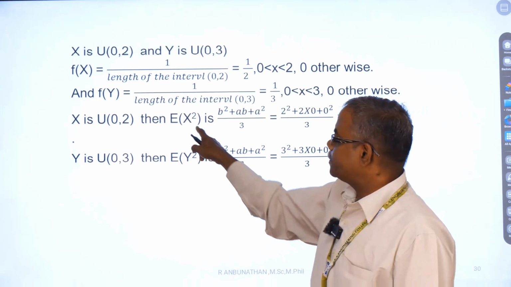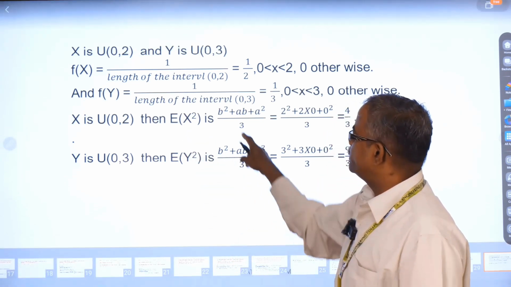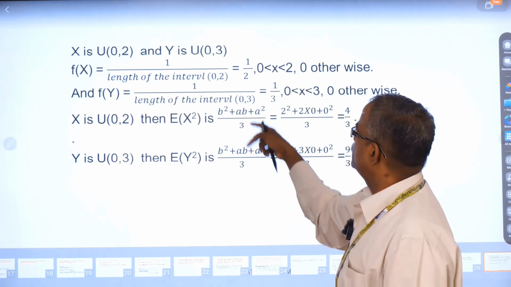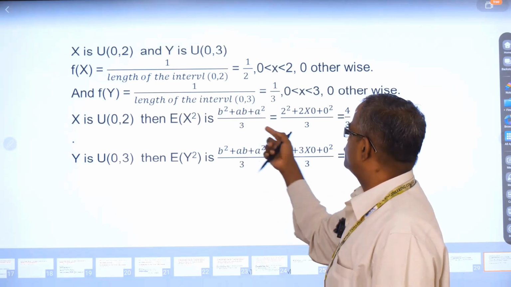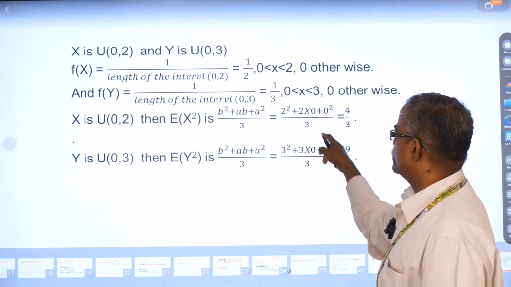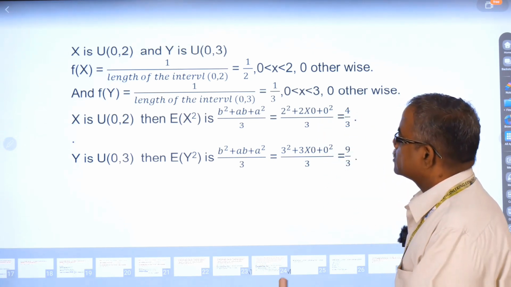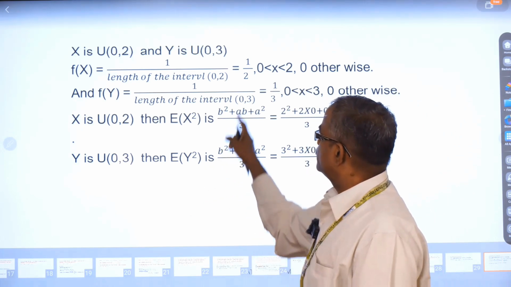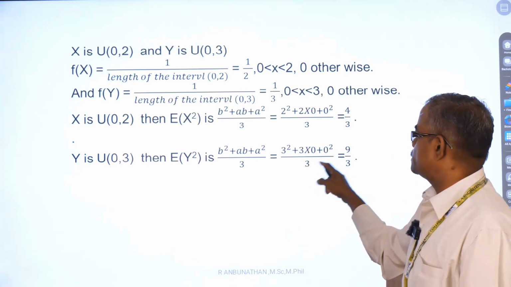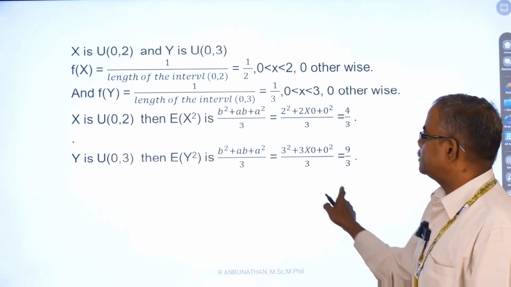Then the expected value of x squared, as we saw in the earlier slide, is B squared plus AB plus A squared, divided by 3. Here the B value is 2 and the A value is 0. If you substitute this, 2 squared plus 2 into 0 plus 0 squared, divided by 3, this value is 4 by 3. Similarly, for E of y squared, the B value is 3 and the A value is 0, so 3 squared plus 3 into 0 plus 0 squared, divided by 3, is 9 by 3.